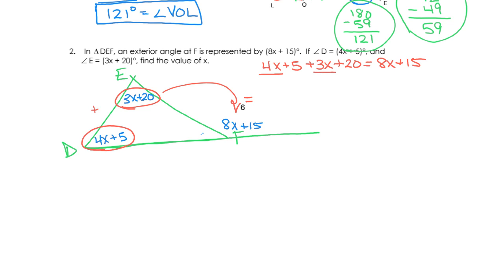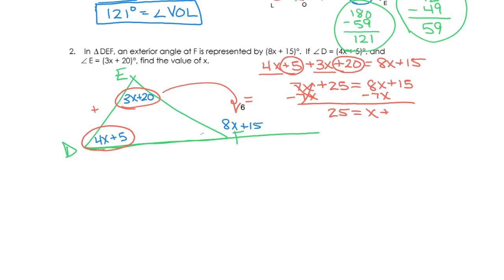We take our 4x and our 3x, combine them to get 7x, and take our 5 plus our 20 to get plus 25. So the left side has been cleaned up by combining our like terms, and now we're going to move our terms around. And we end up with this. One more step. We're going to subtract 15, and x comes out to equal 10. And that's actually all they wanted to know. So we could stop there.